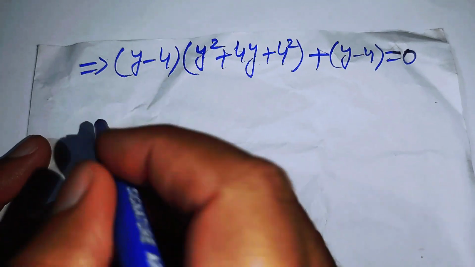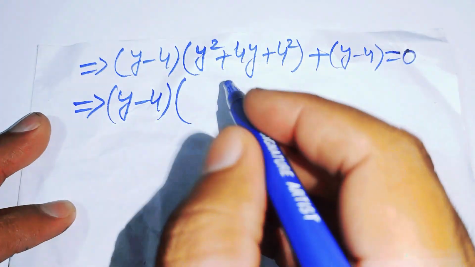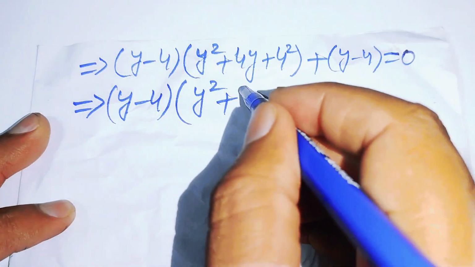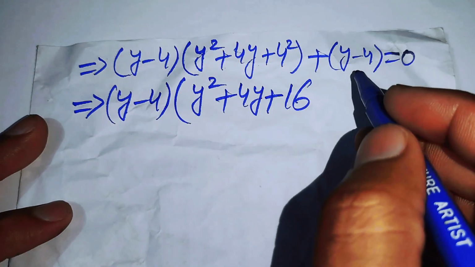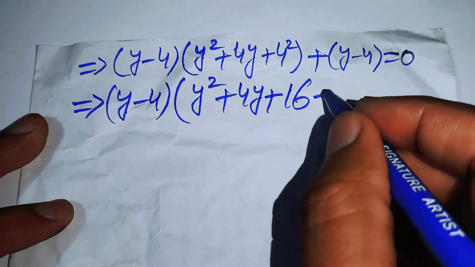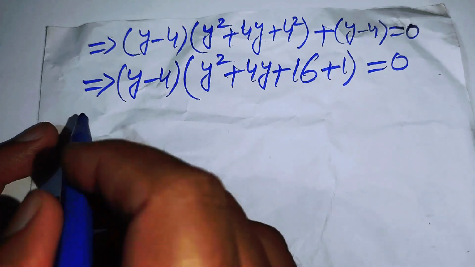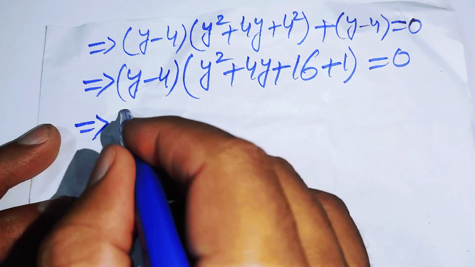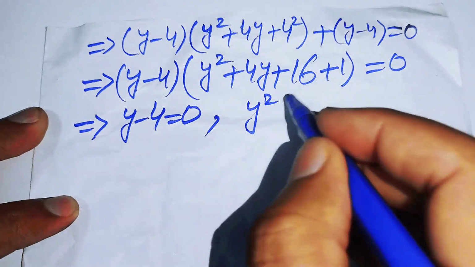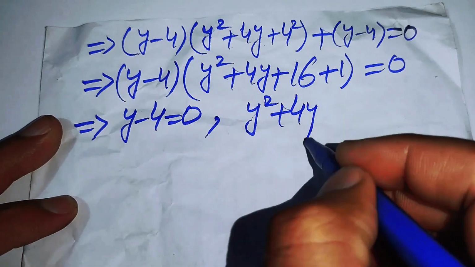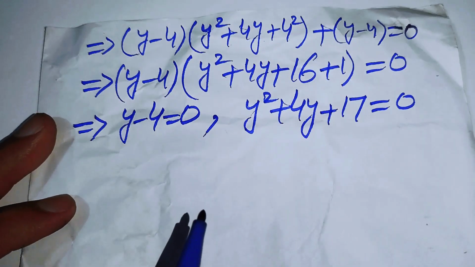After this step you will take y minus 4 common from both of the terms, and you get y squared plus 4y plus, here you have 4 squared and 4 squared is equal to 16, and when you take common y minus 4, here you get only plus 1 is equal to 0. After this step we have two cases. The first case is we take y minus 4 is equal to 0, and the other case is we take y squared plus 4y, and here we have 16 plus 1 is 17, and the whole is equal to 0.